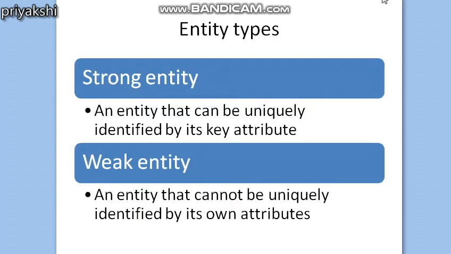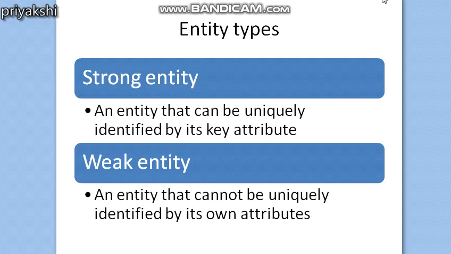Next we will have a look at the entity types. So there can be two entity types in an ER diagram. One is strong entity and another is weak entity. So a strong entity set is an entity set that contains sufficient attributes to uniquely identify all its entities. That means strong entities always have a key attribute.